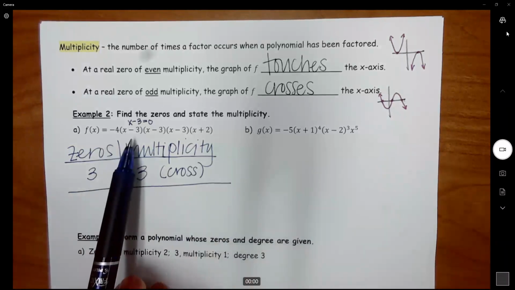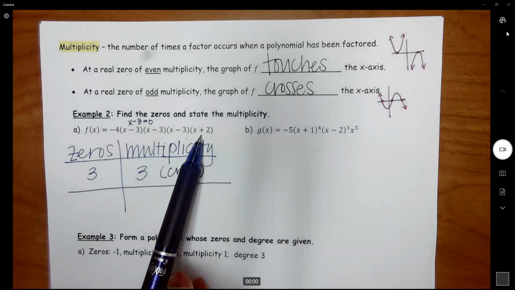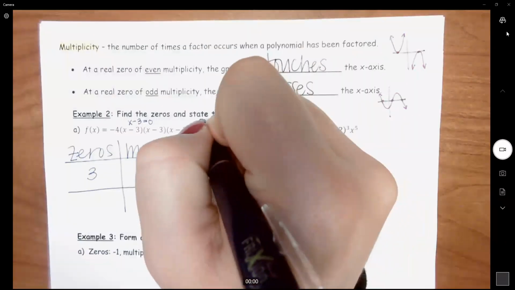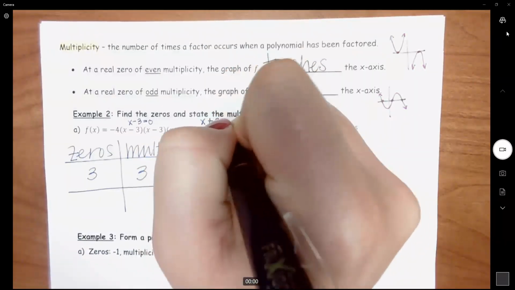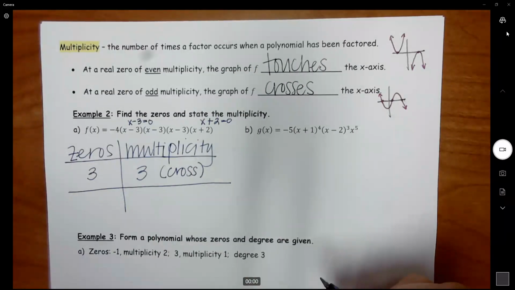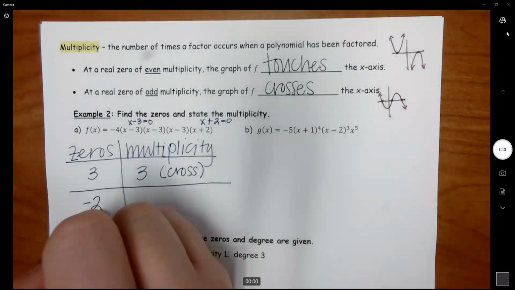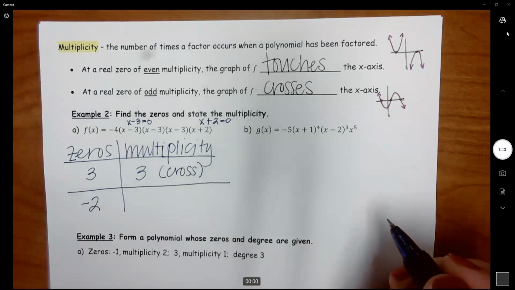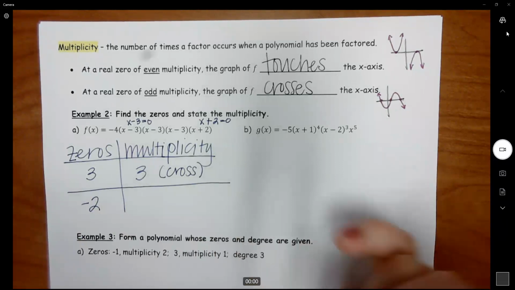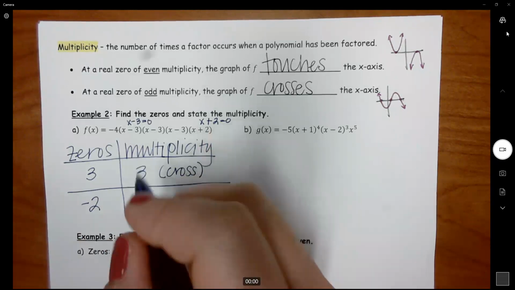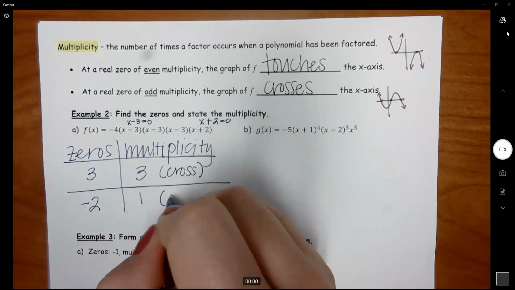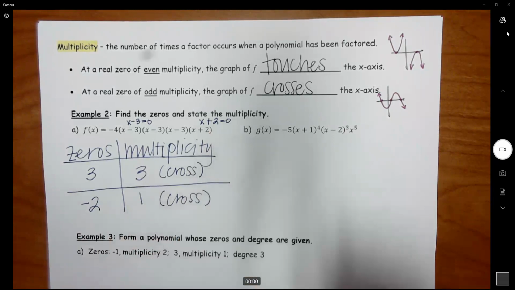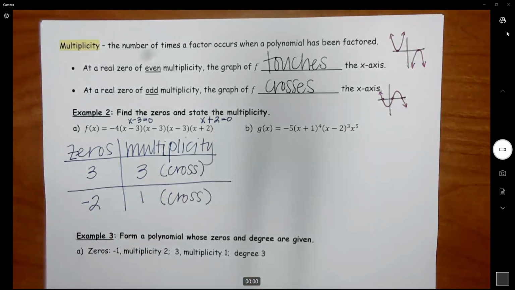And then we have x plus 2 equals 0. So if you do x plus 2 equals 0, you're going to subtract that over. So we'd get a 0 at negative 2. And what is its multiplicity? Well, that's the only one that we get. So its multiplicity is 1, which means at that 0, it's also going to cross through.